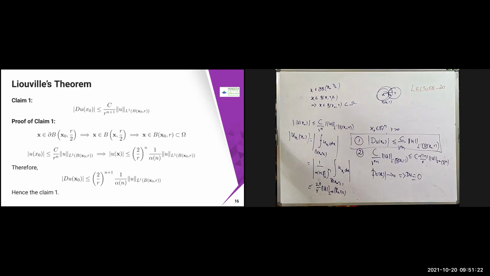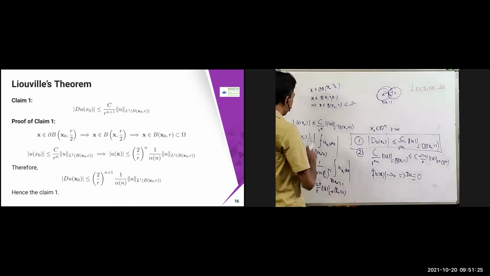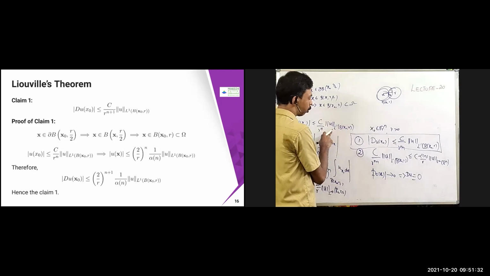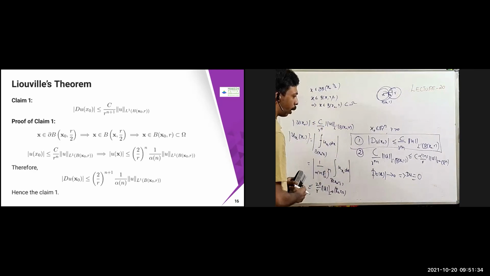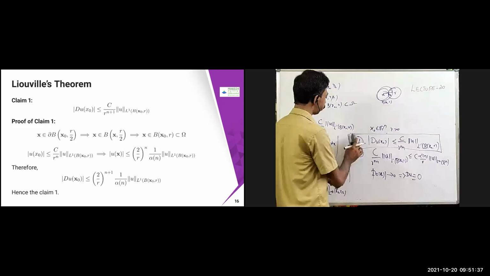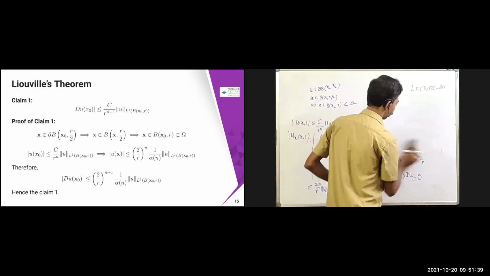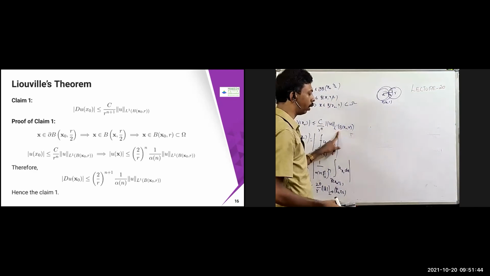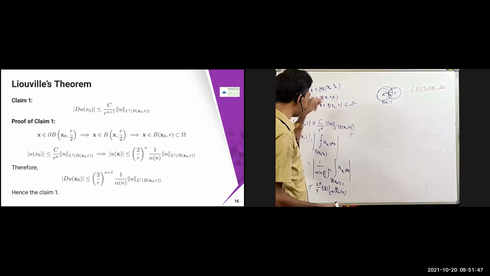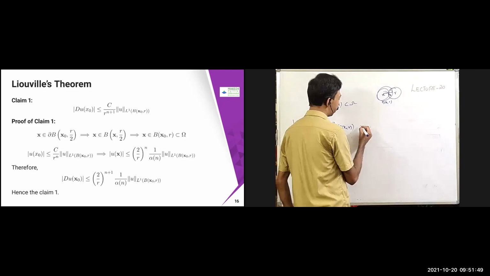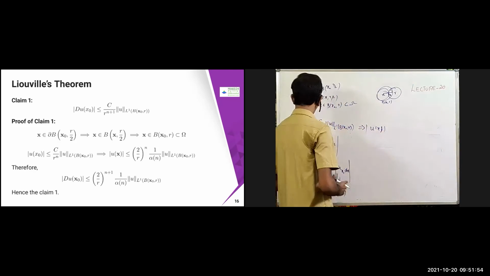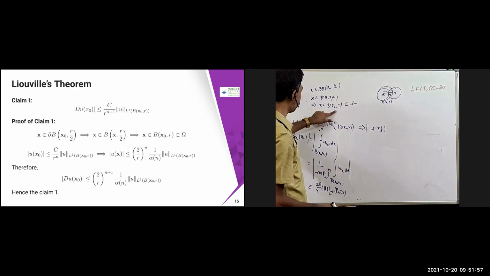Therefore, we already have that u of x naught is less than or equal to c by r power n times the L1 norm of u. What you can prove is that you can apply the definition of L1, which is the integral. If you apply that, this is going to imply that u of x naught, u of x, where x belongs to B of x naught comma r.